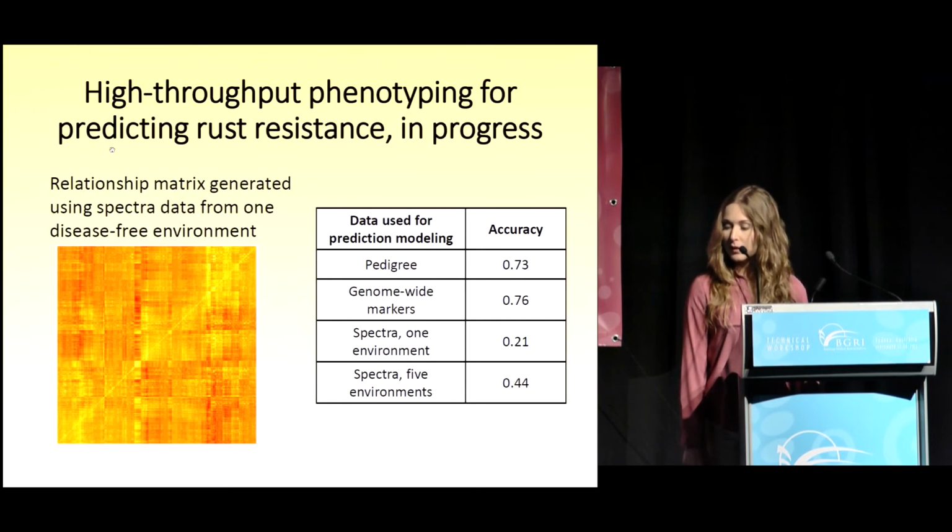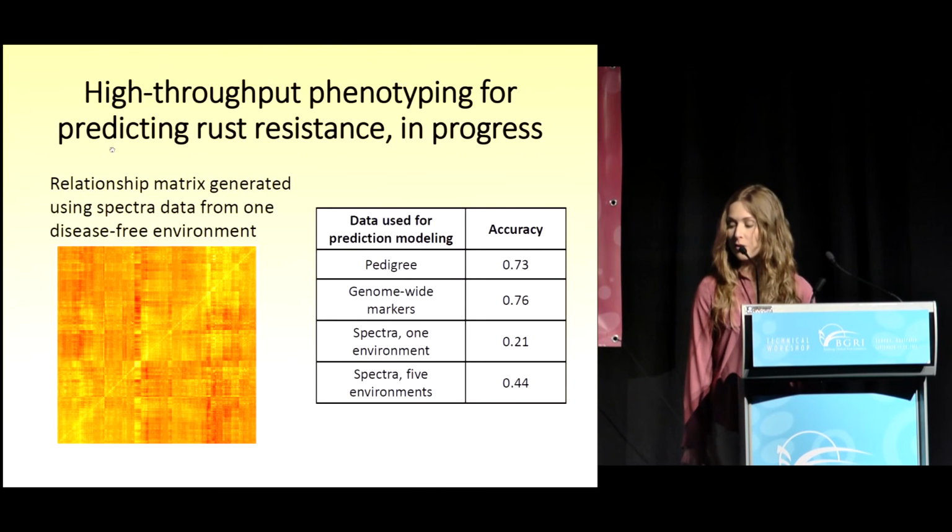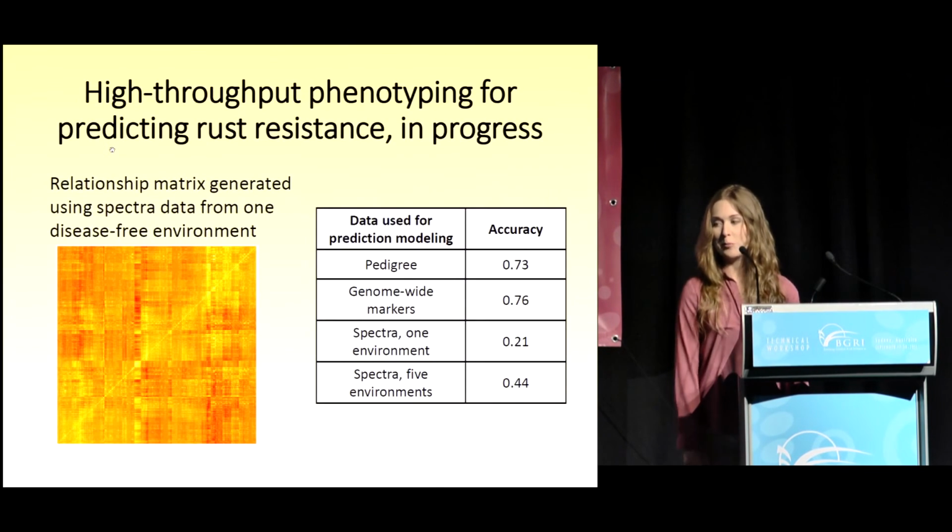Here's a relationship matrix generated using spectral data from one disease-free environment, and that's the information we're using for prediction. On this table, I'm showing the accuracy of prediction for stem rust using different kinds of data. Pedigree and markers gives about 0.7, a little higher. Spectra from one environment gives about 0.2, and spectra from 5 environments, about 0.4.